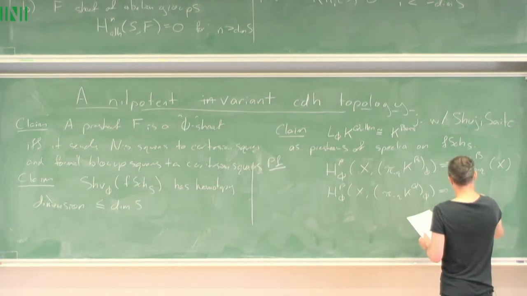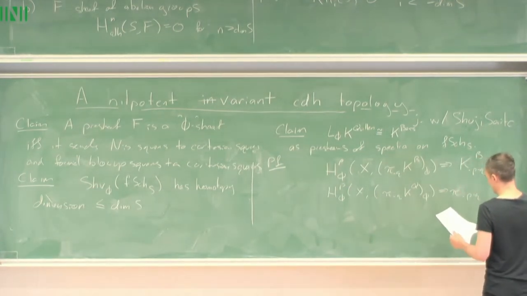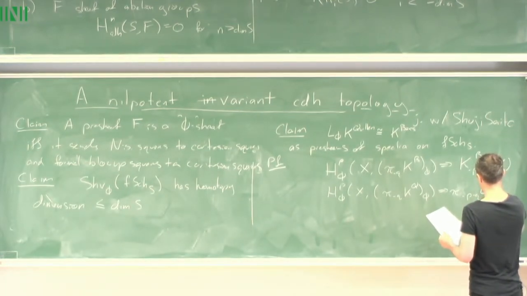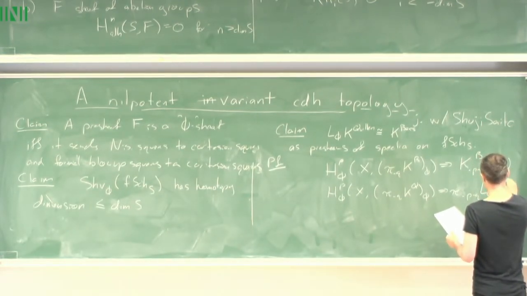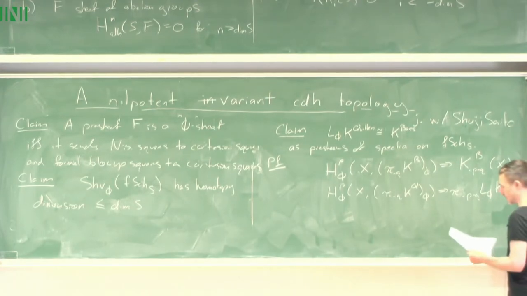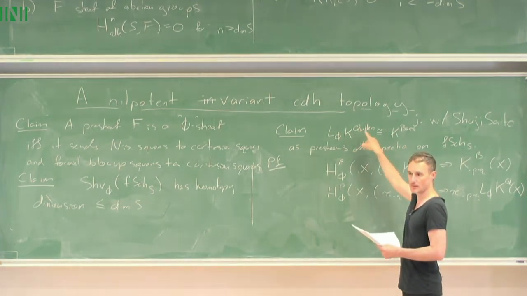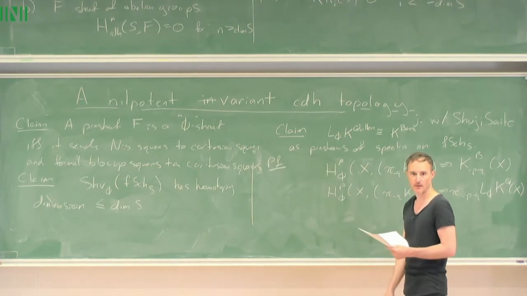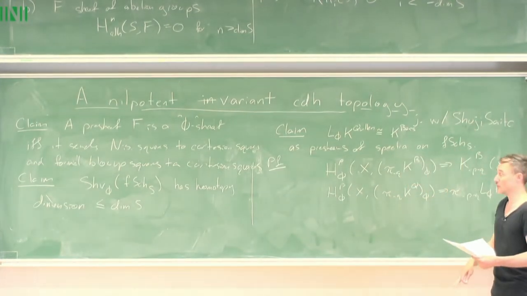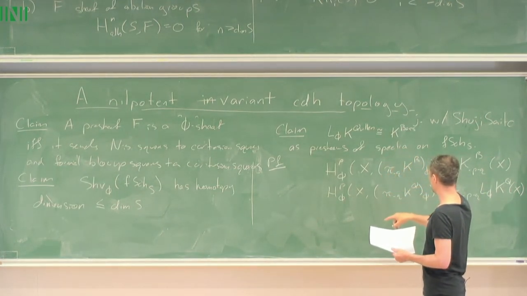So we have these two descent spectral sequences. These are the homotopy groups of the phi sheafification of K, Q, X. Before I phi sheafify, the positive homotopy groups are the same. We just need to show that the negative ones are.